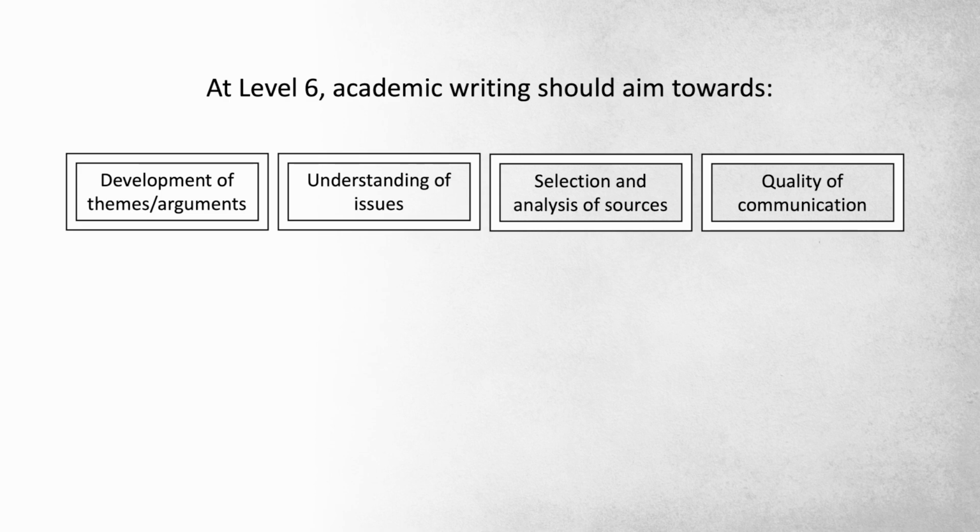Writing at Level 6. At Level 6, academic writing should aim towards the development of themes and arguments. In relation to your apprenticeship, it might include thinking about the approaches you will take in professional practice and the strengths and limitations of these approaches and how they are underpinned by the literature. An understanding of issues. What is happening in professional practice? What is happening more broadly within the field? How might you interpret this and write about it in your assignments?